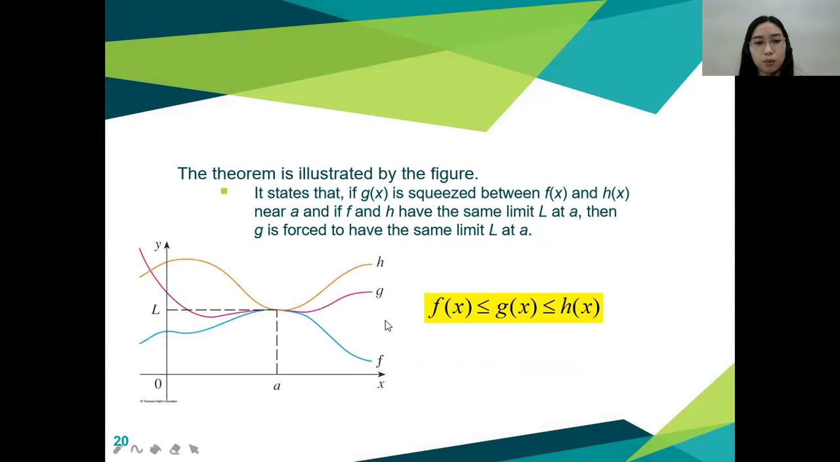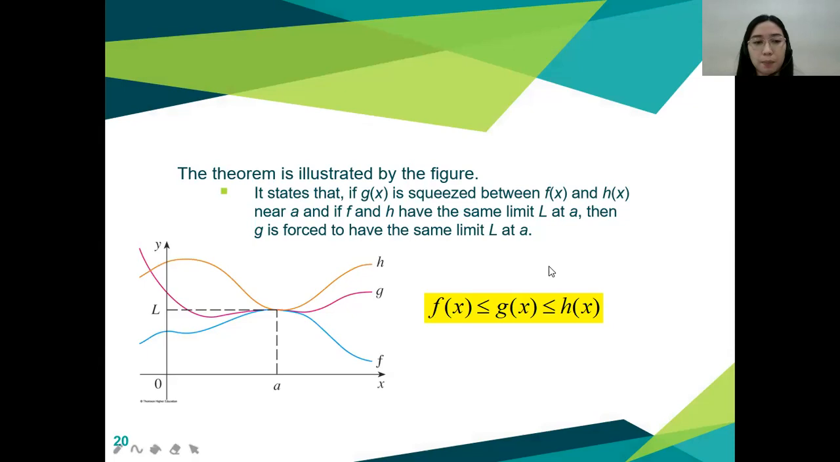So the theorem states that the function g of x is squeezed between f of x and h of x. So they are near a, and if f and h have the same limit L at a, then g is forced to have the same limit L at a. So it is in the middle, since we are following this theorem.